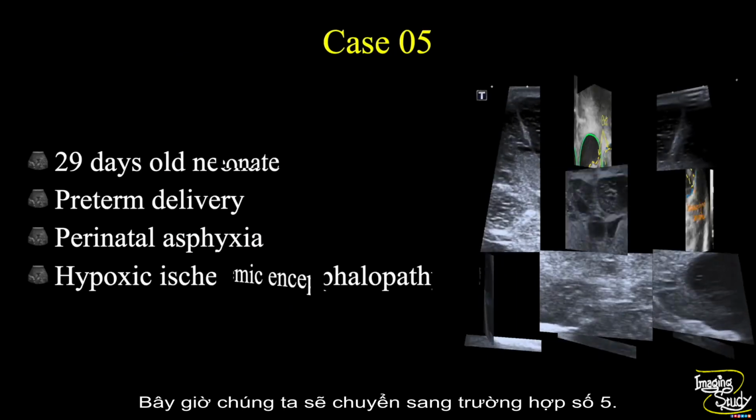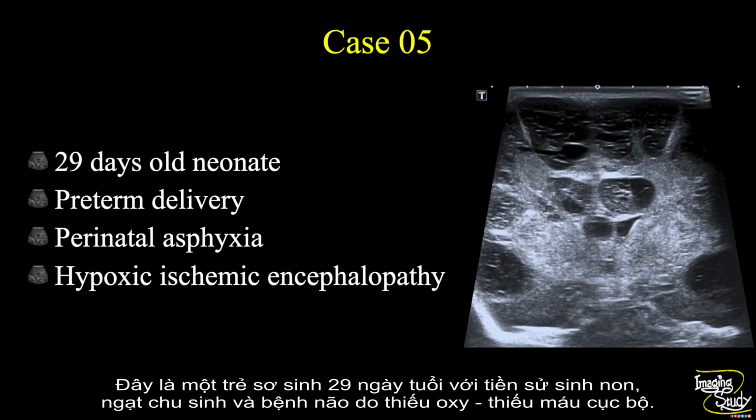Let's jump into case number 5. This is a 29 days old neonate with a history of preterm delivery, perinatal asphyxia and hypoxic ischemic encephalopathy.